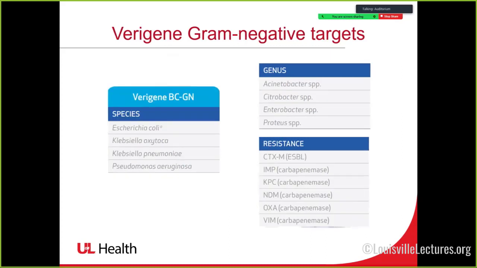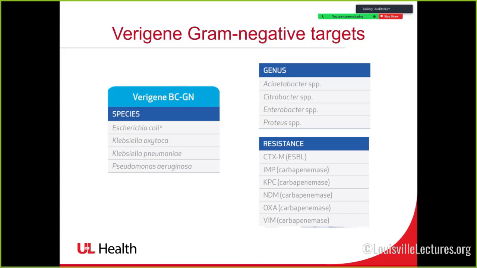Same thing happens for gram negatives, but you can see it's a very small panel compared to the gram positives. However, these are the majority of the bacteremias that we see. There are larger panels with different brands. We have evaluated some of them, but this is what we have right now.